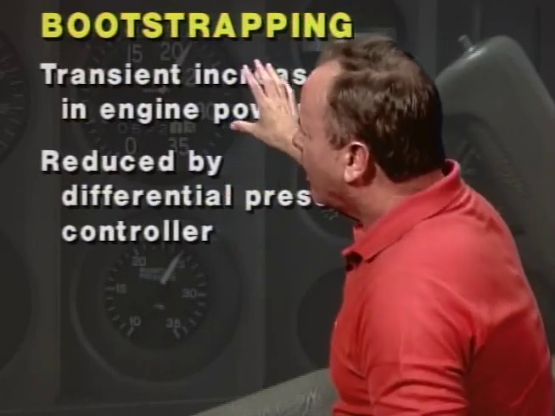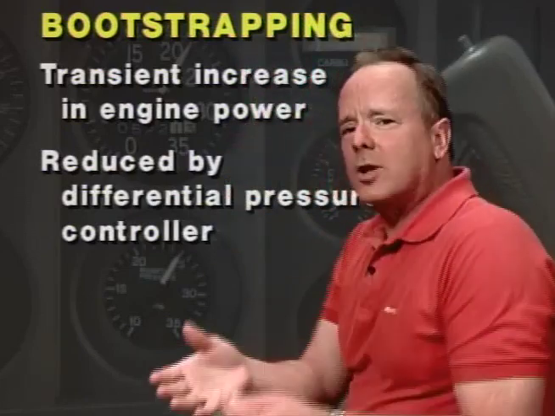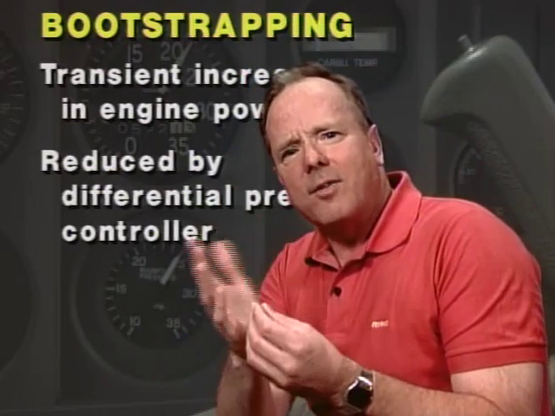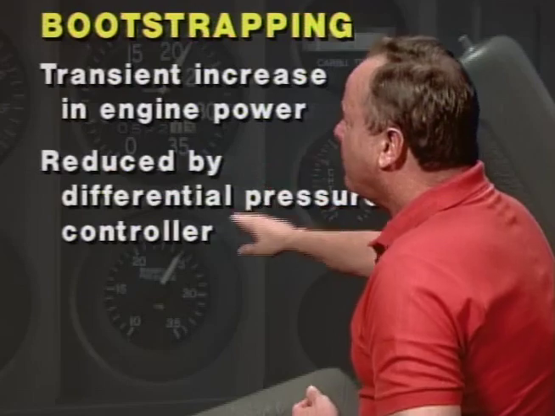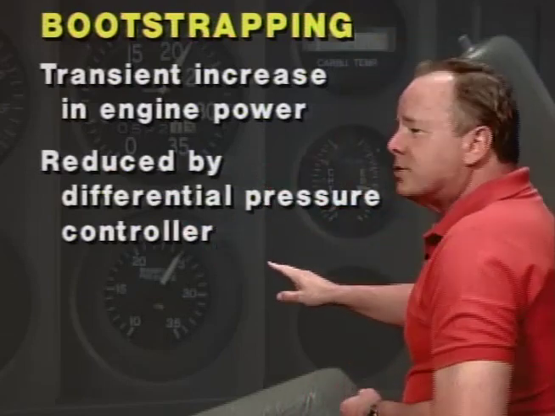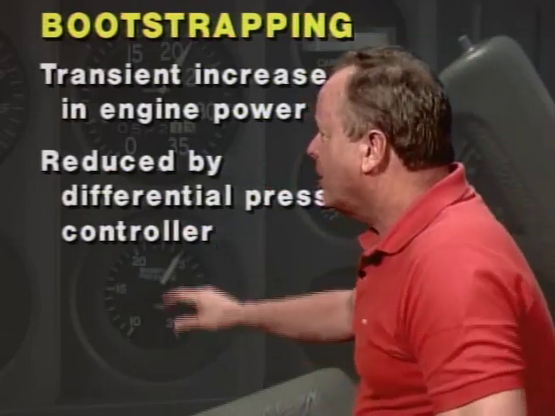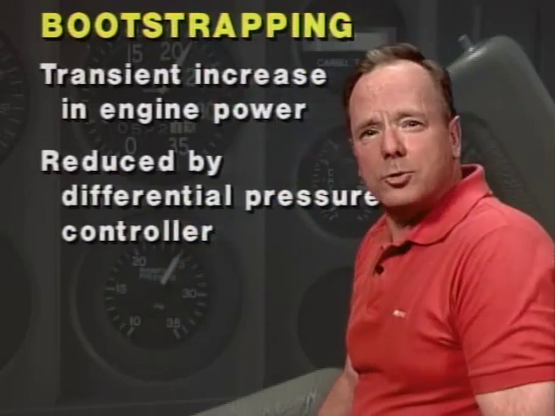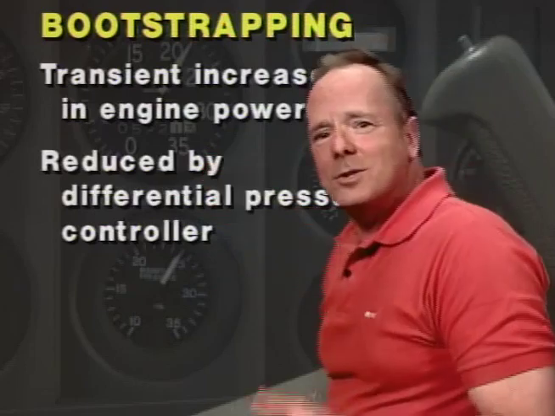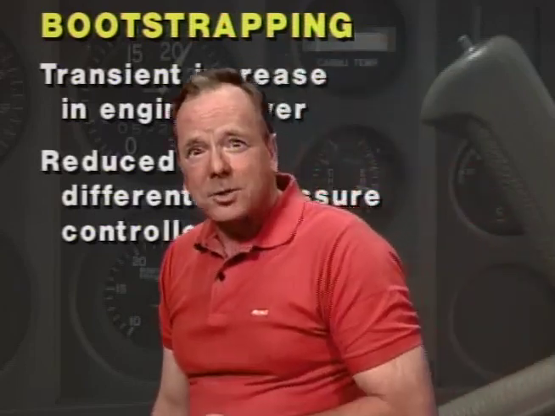Now, how do you get rid of that problem? Well, you do it by actually controlling the wastegate, having it move back and forth to keep the manifold pressure the same, and that's the job of the differential pressure controller. So they're going to ask you on the test, what does the differential pressure controller do? Well, it helps prevent bootstrapping, and what's bootstrapping? It's that transient increase in engine power, otherwise known as a surge.